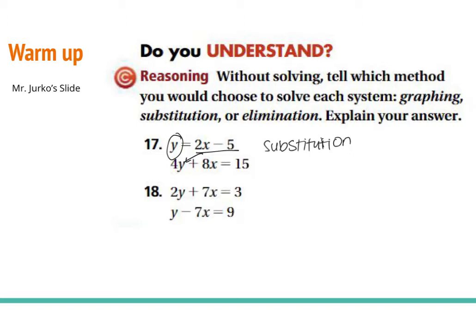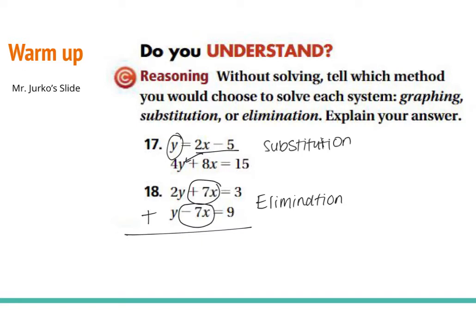Elimination. Excellent. Why is it elimination? Because both equations have 7x. Ah, the 7x is the same. All right, Steven, the million-dollar question. Do we add or subtract these equations? Add. Very good. Why? Because they are opposite, so if you add them together, they cancel.